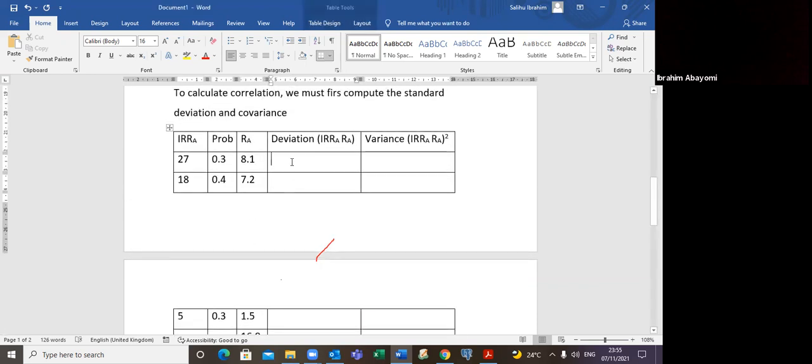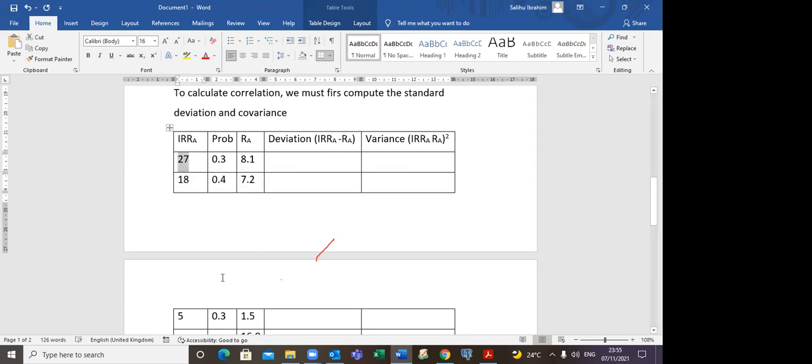So you will now subtract the expected return from each of these. You will pick the IRR minus the expected return. That is the deviation. That's what we mean by deviation. Do you understand? Yes, sir.